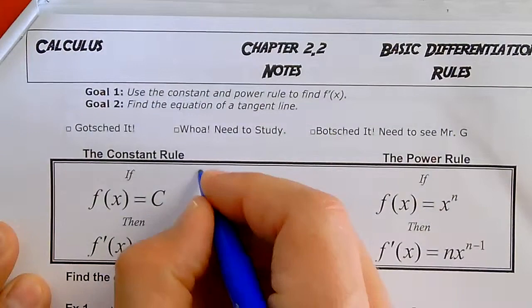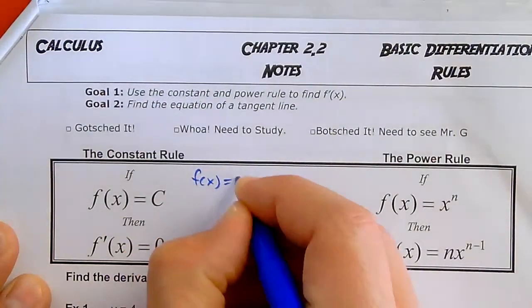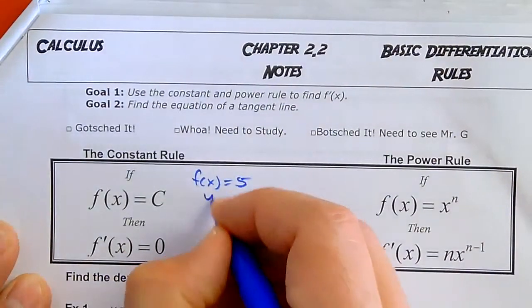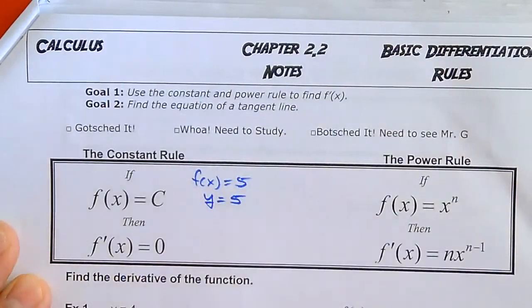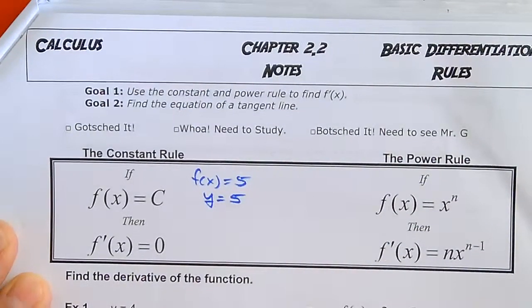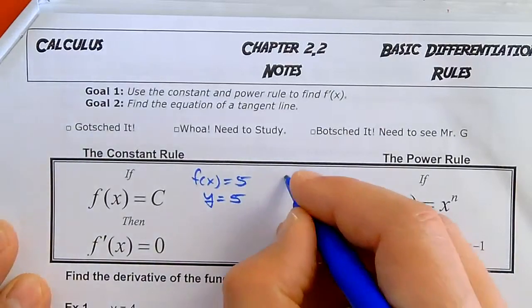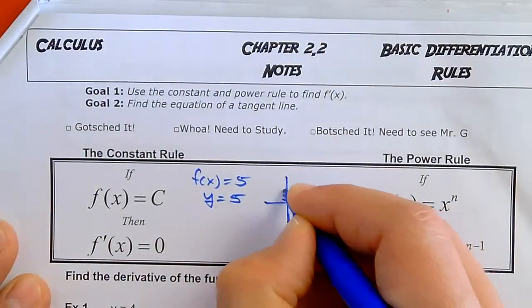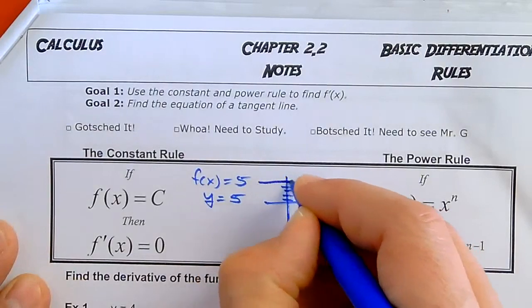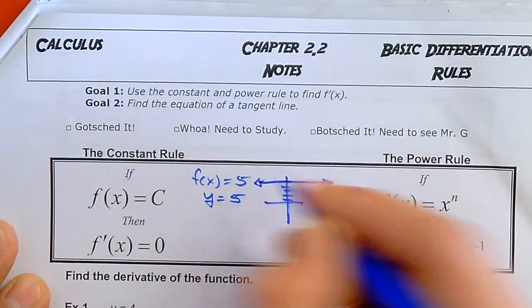So for example, let's take f of x equals 5. Or you guys are used to seeing it y equals 5. Do you guys know what that is a graph of? What is the graph y equals 5? It's a horizontal line. Very good. 1, 2, 3, 4, 5. That is a horizontal line at y equals 5.